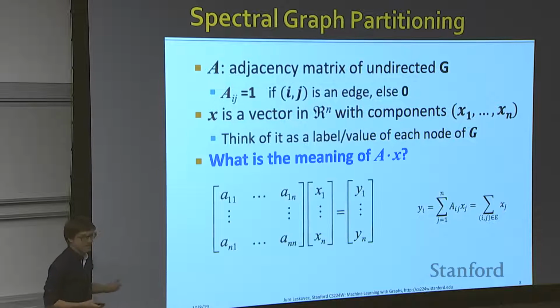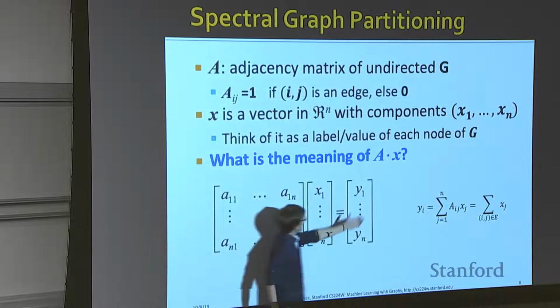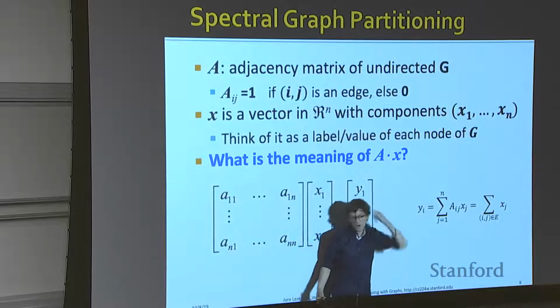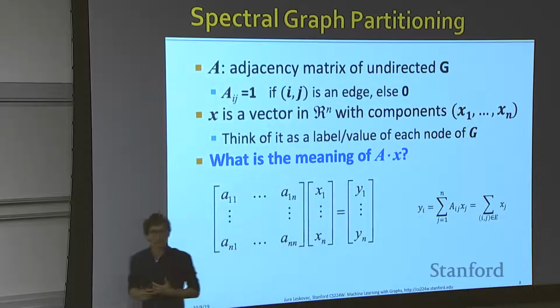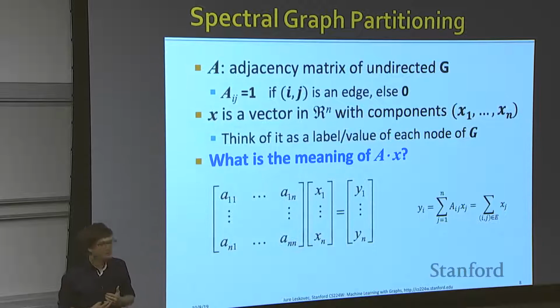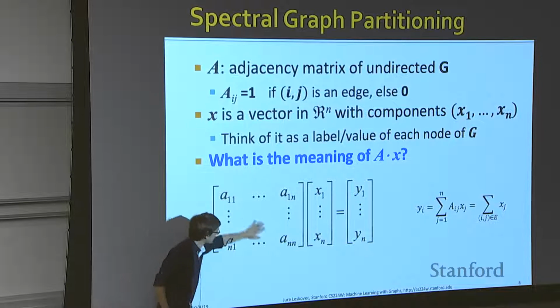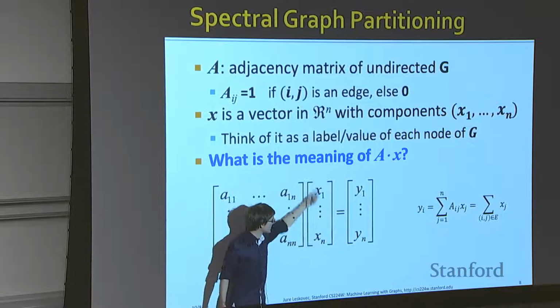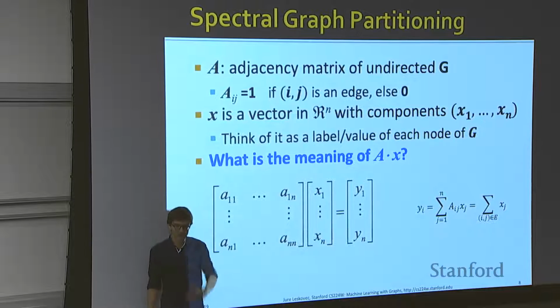So now I can ask myself, what does it mean if I take this matrix A and I multiply it with my vector x? I can take a matrix and multiply it with a vector. You can do that, right? Matrix A is my adjacency matrix, so it's n by n, and my vector x is also of size n. Right?